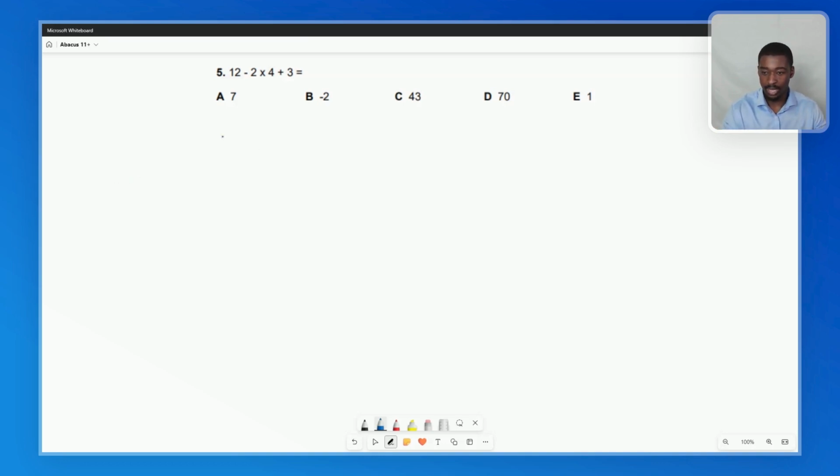Now, for this question, we have to understand BIDMAS. If we don't get BIDMAS right, then we will not get this question right. So BIDMAS tells us the order that we tackle these kinds of questions in. Because we see we have subtraction, we have multiplication, we have addition. So we could start answering this question from so many different places. As you see for this question, we could start with 12 minus 2. Or we could start with 4 plus 3. Or we could start in the middle with 2 times 4.